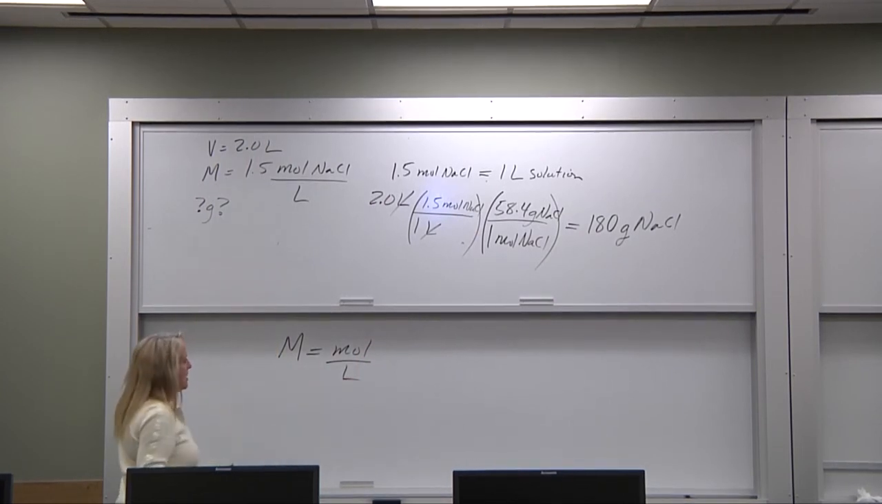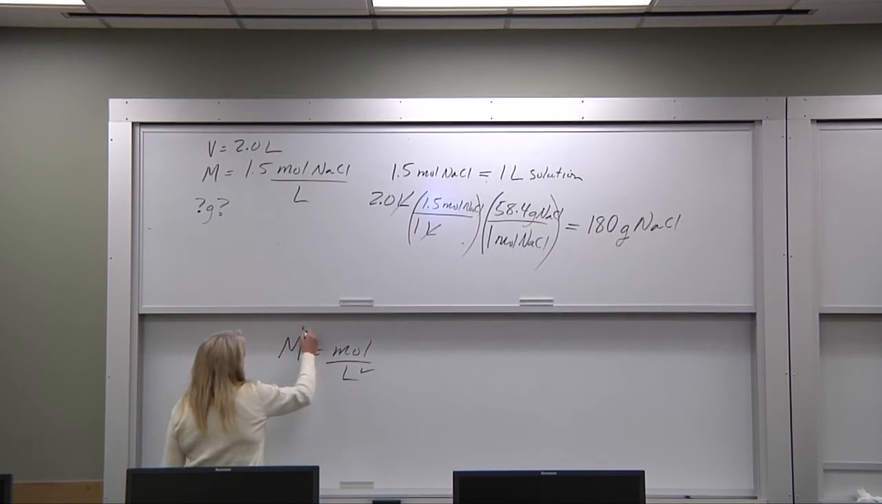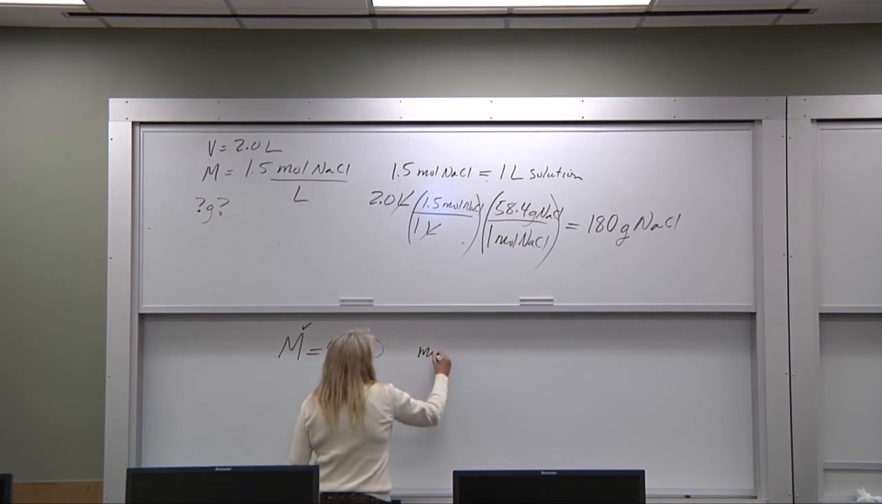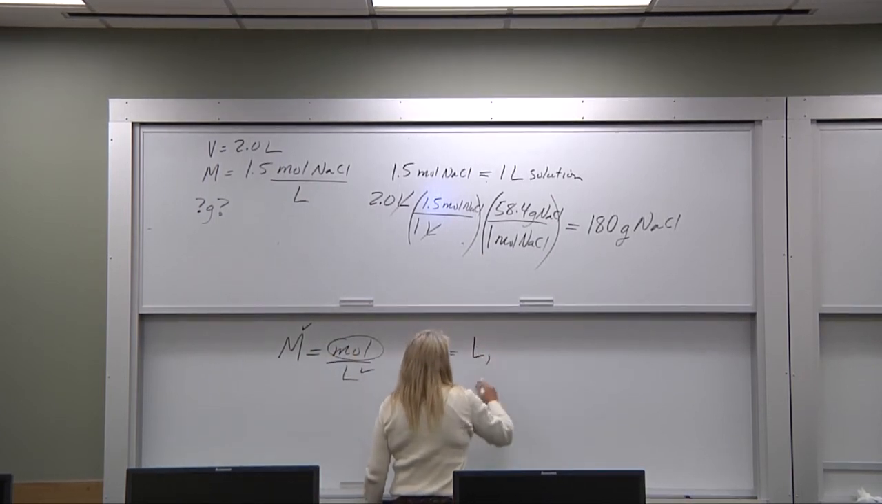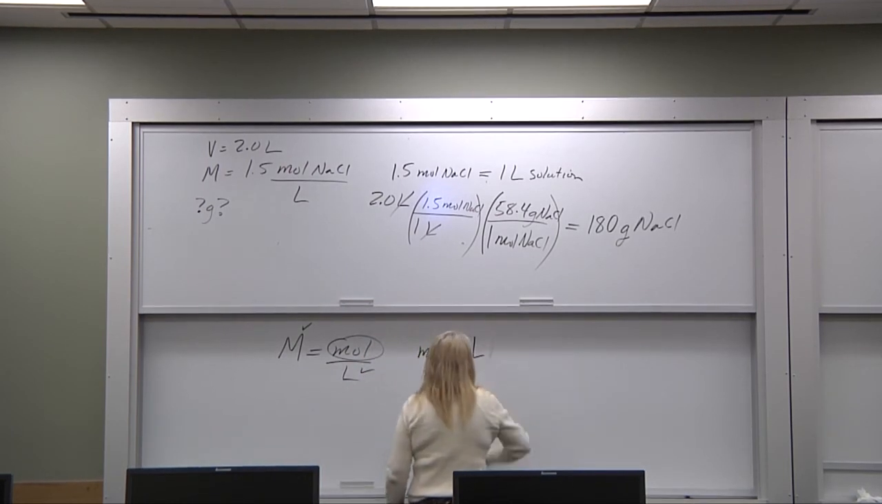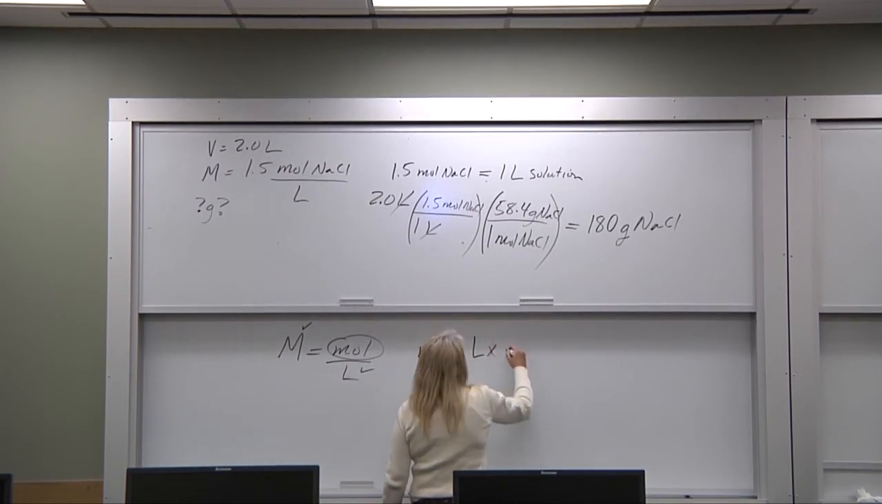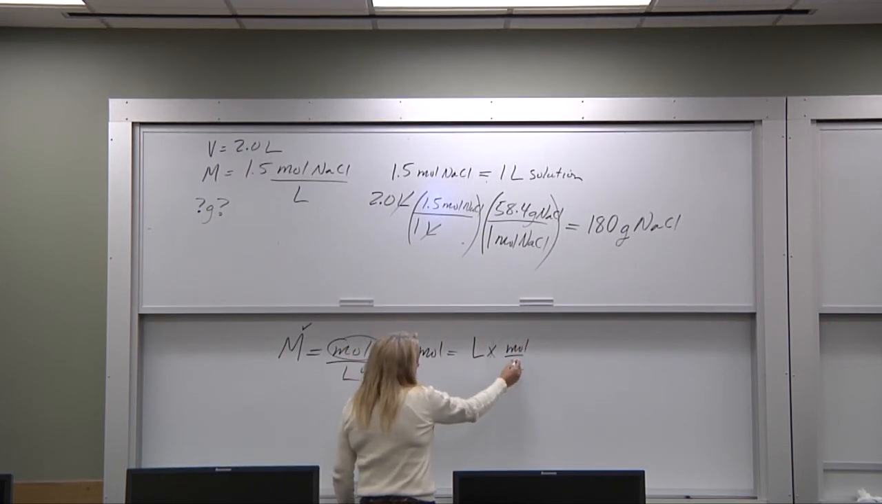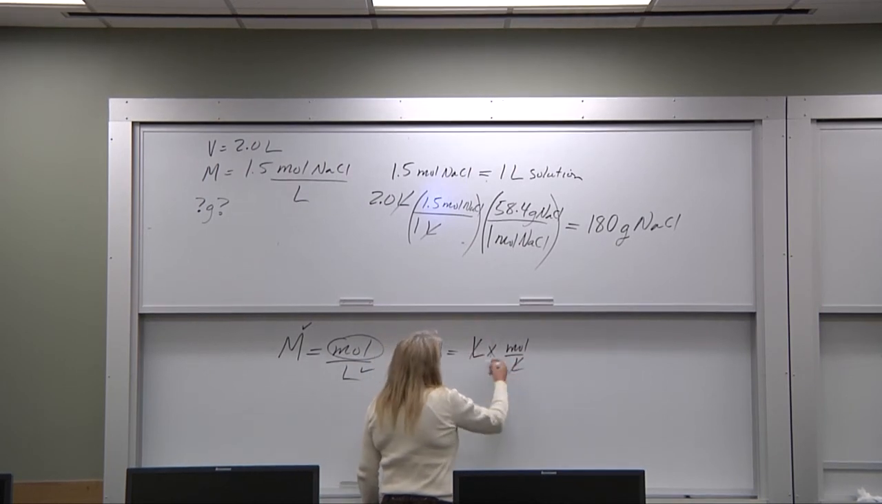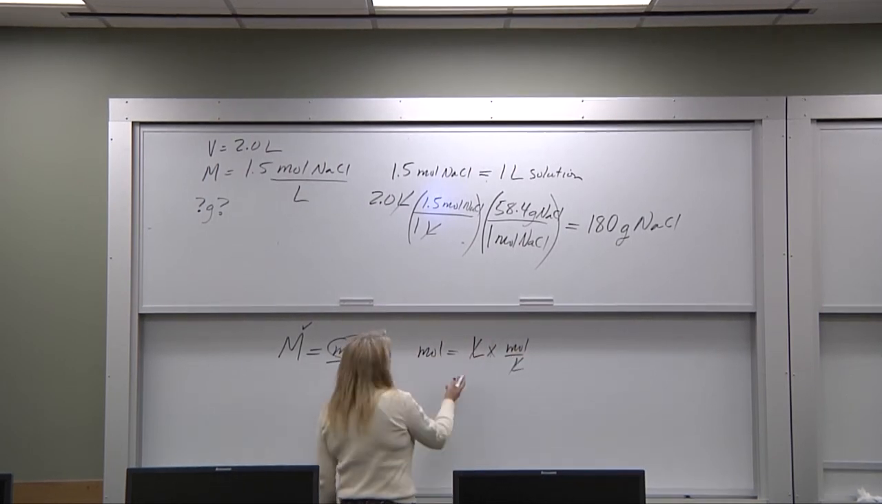And the other way I could have solved this problem is, I'm given volume and I'm given molarity, so I can solve for mole. So mole is equal to the liter, the volume, times molarity, which is in units of mole per liter. So we have volume times concentration, liter cancels out, and we're left with mole. So for this problem, I could have solved it like this.